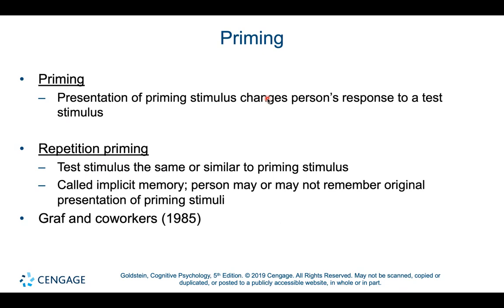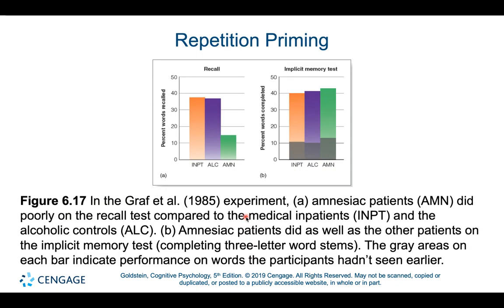So let's discuss priming in a little more detail. Priming is the presentation of a priming stimulus that changes your response to a test stimulus. So we can learn about priming through a procedure known as repetition priming. And what's interesting about this is we consider it implicit memory because the person may or may not remember the original presentation of the priming stimulus.